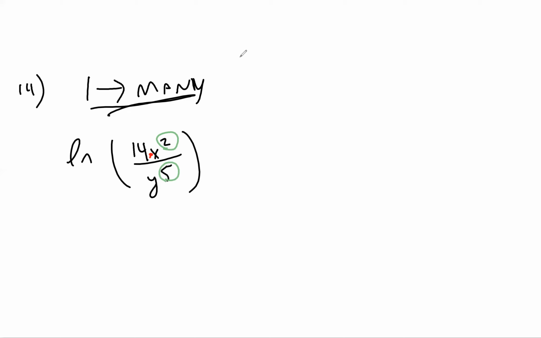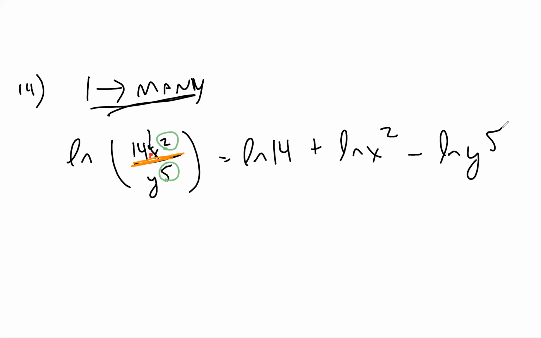And so my first line of expansion is going to be the ln of, and since these two are being multiplied, what am I going to turn that into? Plus. So I have the ln of 14 plus the ln of x squared. Okay. And then I see a division bar, and so the next thing I need to write is a minus ln of y to the 5th. Perfect. Okay, so now I have it expanded.